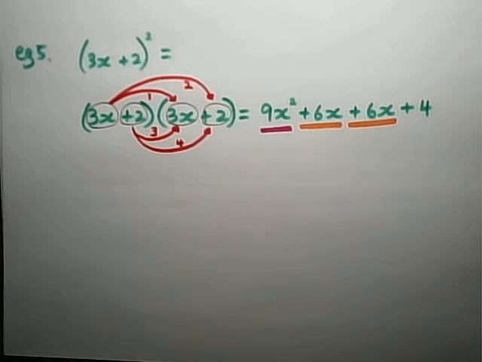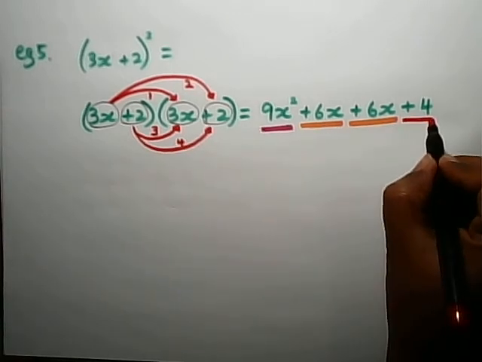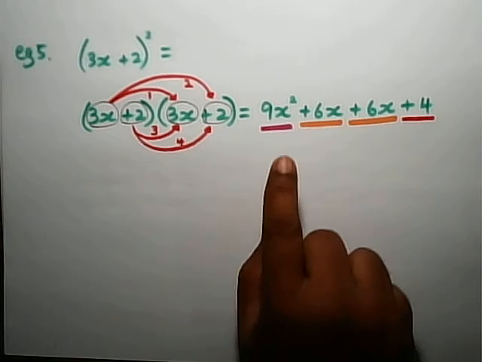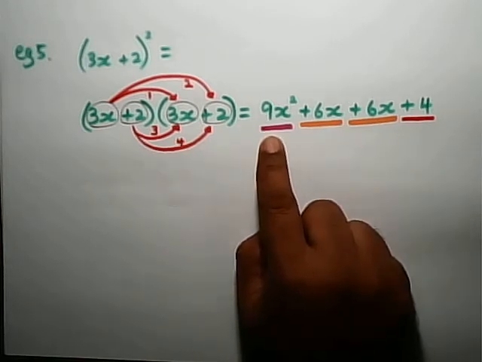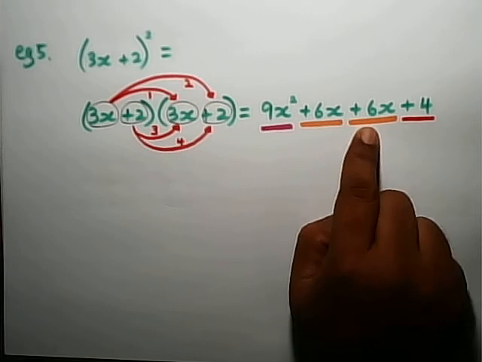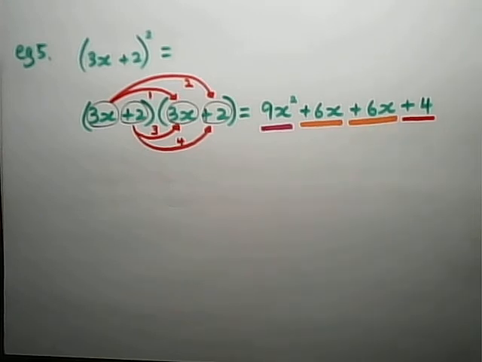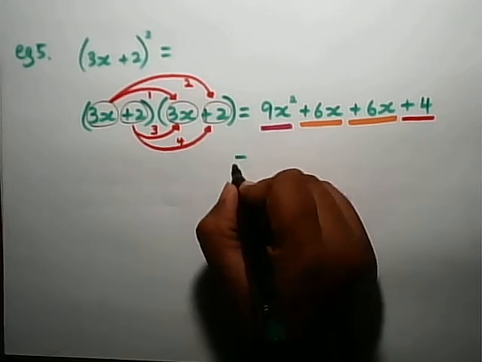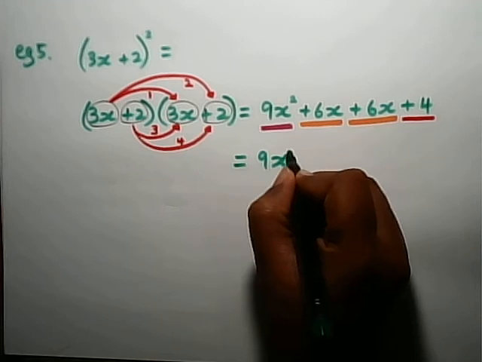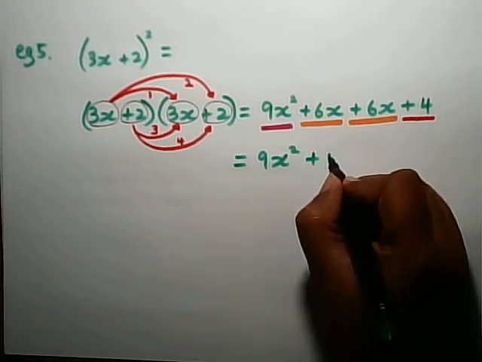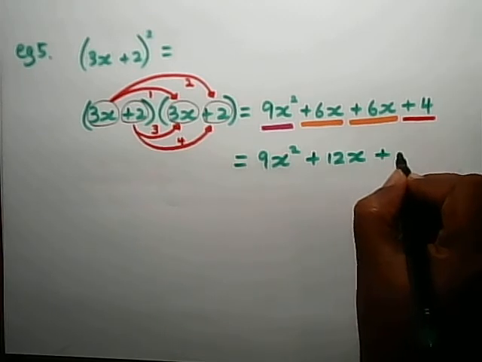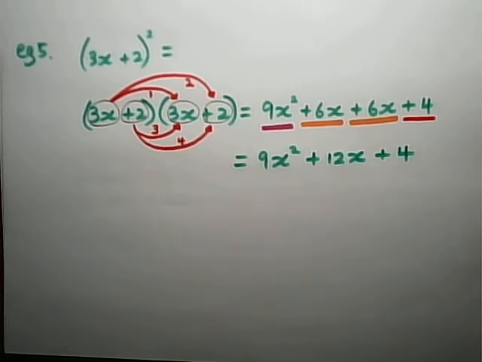Then we need another marker. The different colors are just showing you different terms. The x squared is a different term from the x terms, and that's different from a term without letters. So the ones that have the letter x, you can add them up, and you will get 6x plus 6x gives you 12x. So let's add them up: 9x squared plus 12x plus 4. And that's it. You're done.